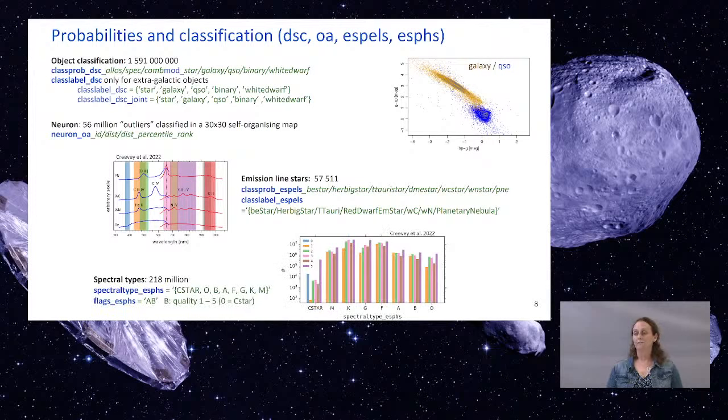And then finally, for the classification, we also have spectral types for 218 million sources. This includes a carbon star type, and then the classic OBAFGKM. This also comes along with a flag. For the ESP-HS flag, if you look at the second digit, the B, this will tell you the quality, where 1 is the highest quality and 5 is the worst. And the number 0 is reserved uniquely to classify it as a carbon star.